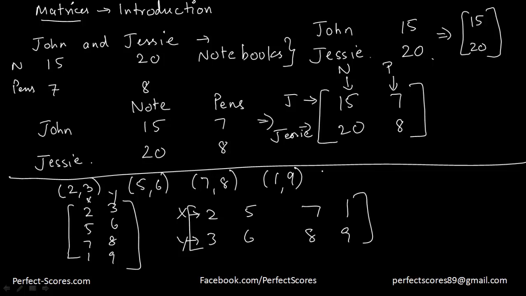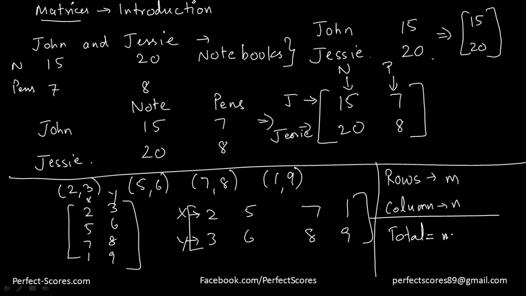Every matrix has a certain number of rows, denoted by m, and a certain number of columns, denoted by n. The total number of elements is given by m into n. You can clearly see I have 4 rows, so the value of m here is 4, and I have 2 columns, and the total number of elements is 8: 1, 2, 3, 4, 5, 6, 7, 8. So this is a matrix which has m rows and n columns, and the total number of elements is given by m into n.